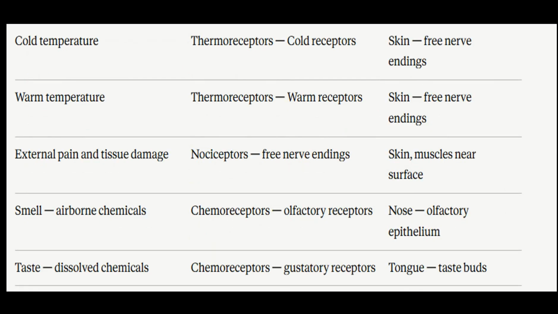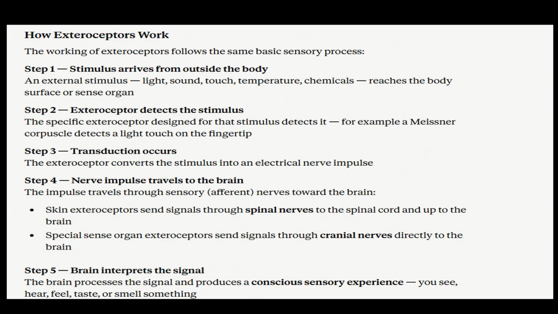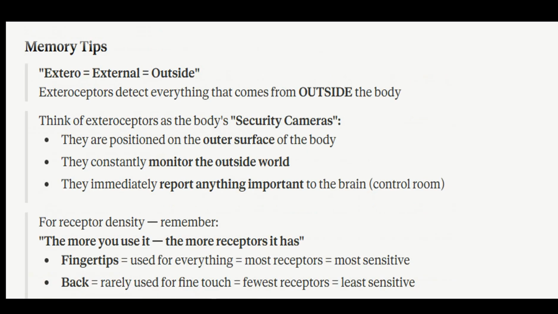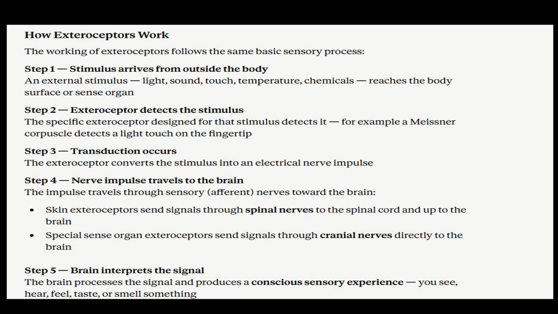Now we will move to the next session, and here we will talk about the working, because we understand what exactly exteroceptors are and where they are present, but how does it actually work? Okay, so I have divided it into 5 parts. First part, the stimulus arrives from outside the body. An external stimulus like light, sound, touch, temperature, chemicals reaches the body surface or the sense organ. So this is the first step.